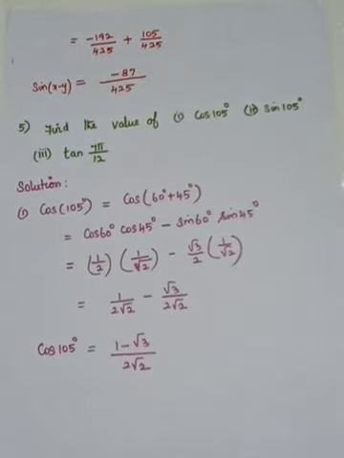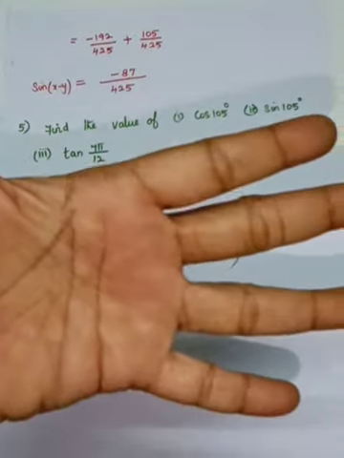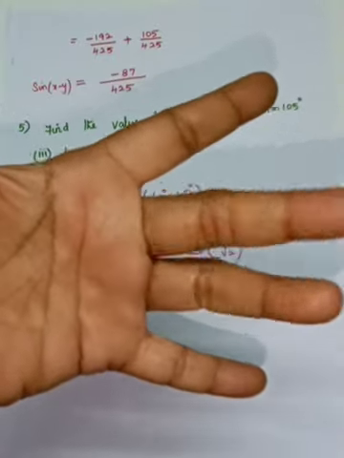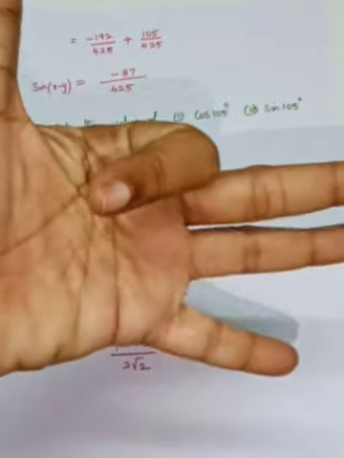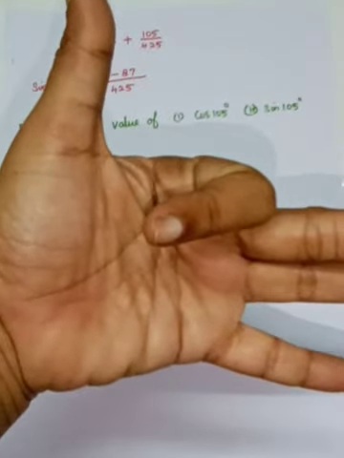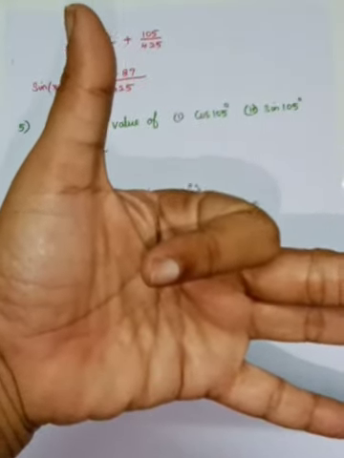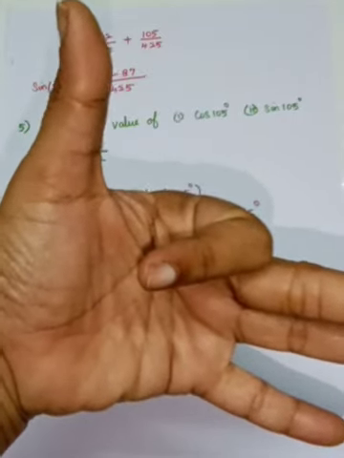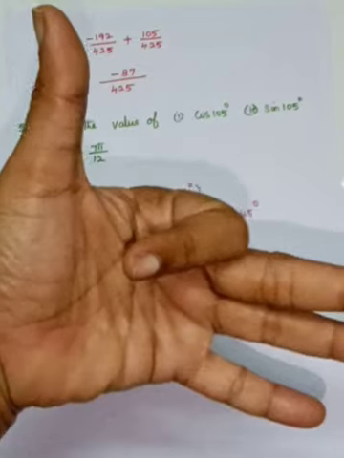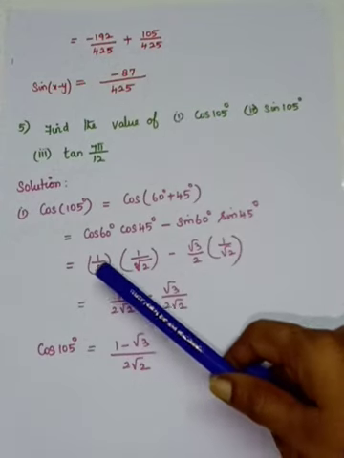So already I told you to use the left hand. Okay, so it is 0, 30 degree, 45 degree, 60 degree and 90 degree. So 60 degree means you just fold this finger. Okay, so cos means it's a square root of the number of fingers above. So how much is it? 1. Square root of 1 divided by 2. So that is 1 by 2.